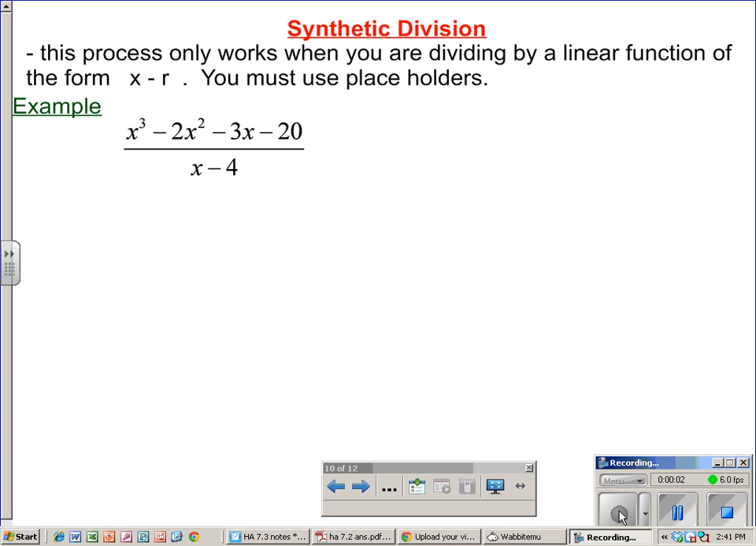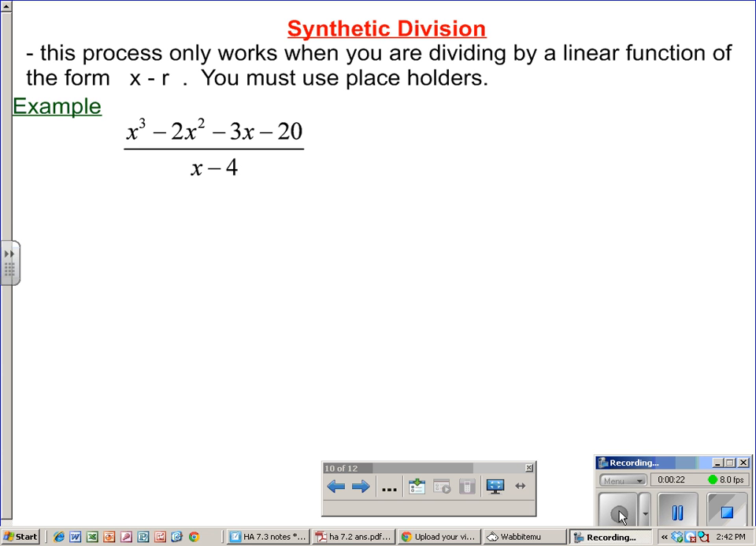Okay, this is still section 7.3. This is for the second day, talking about dividing polynomials. So the first couple of videos were for long division, dividing two polynomials using the idea of long division. A different way to divide polynomials is called synthetic division.